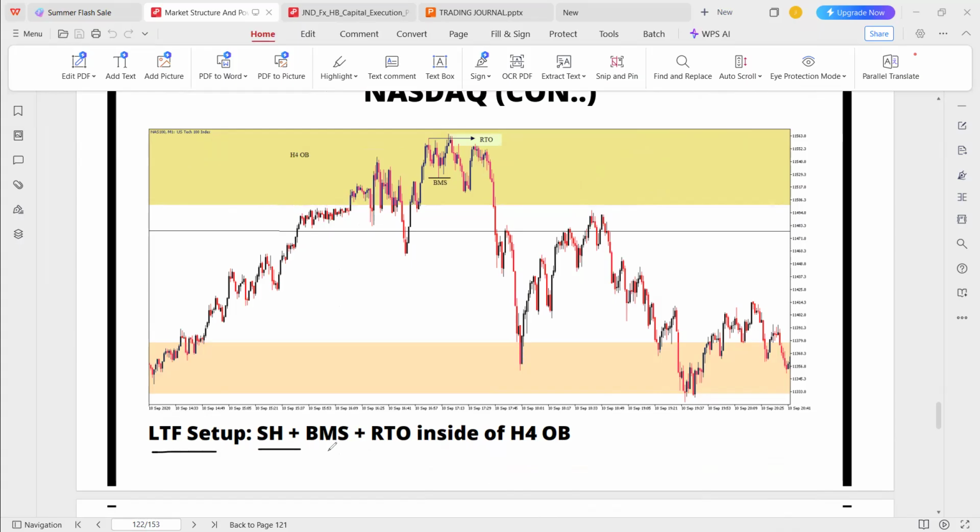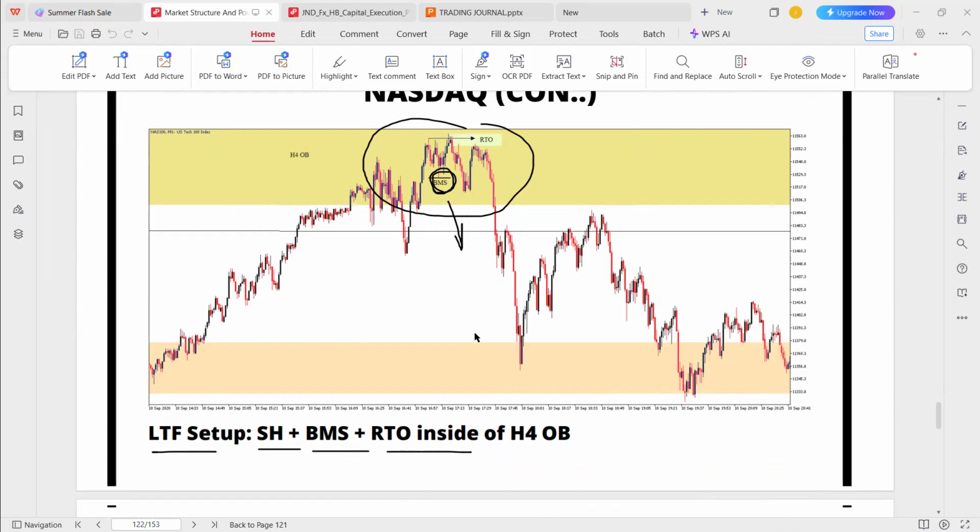As you can see, stop and break of market structure, return to order block inside the 4-hour OB. So you can see once you get this BMS, I think that is the major key which you want to see as a trader so that you can be able to confirm your directional bias.